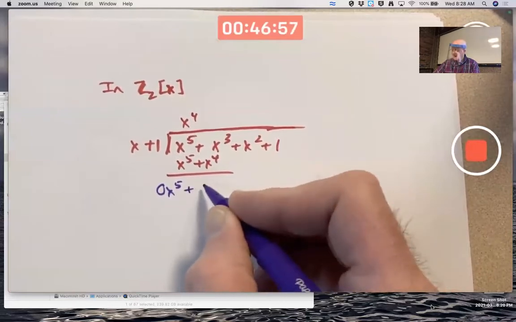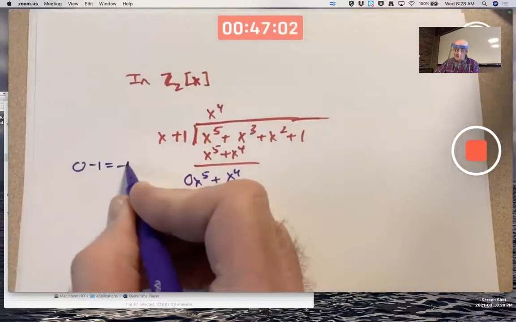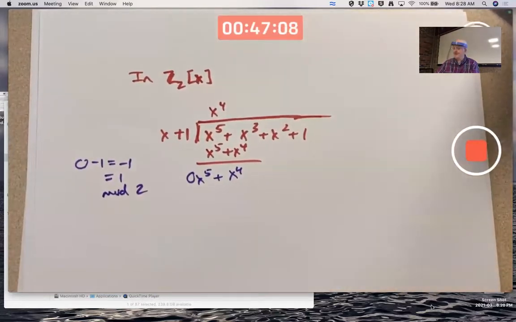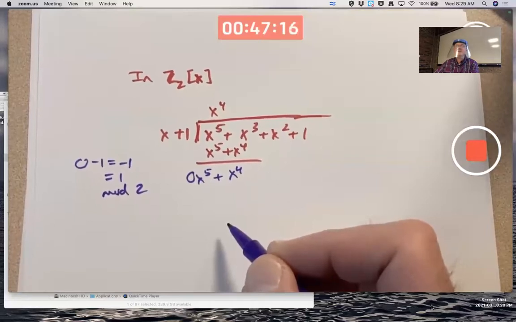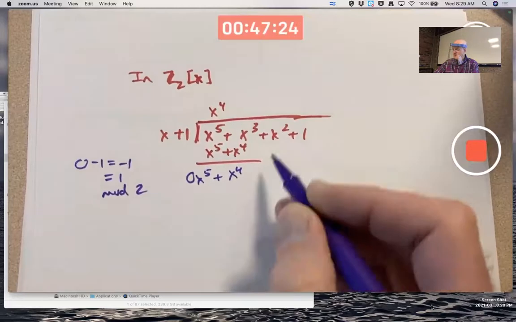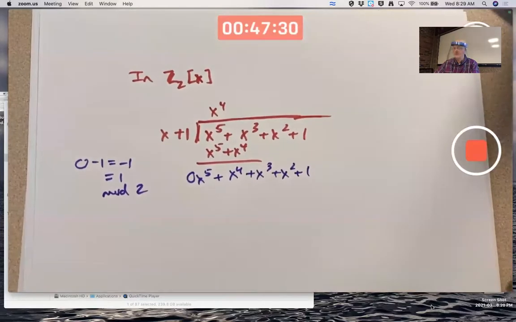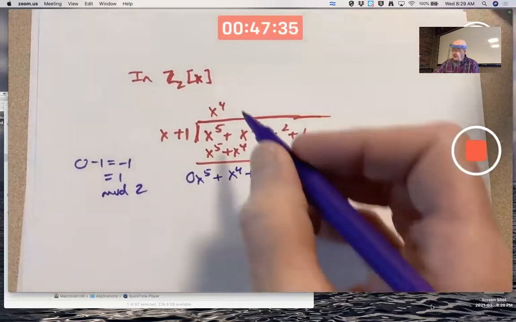I'm going to go ahead and write x to the 4th here, but I really subtracted. 0 minus 1 equals negative 1, but negative 1 is 1 mod 2. So I really have a 1 times x to the 4th. I mean, it doesn't hurt to write minus 1 times x to the 4th, but it's probably good to get in the habit of doing the modding along the way. But we're only modding coefficients, not powers. Bring down everything else, the x cubed, the x squared, and the 1. What do I now need to multiply x by to get the highest power here? X to the 4th. I need to multiply by x cubed.